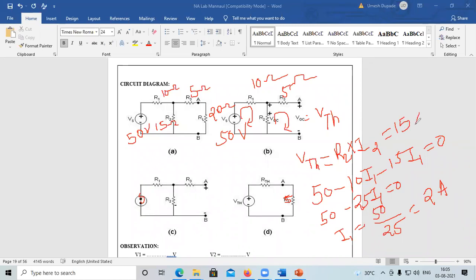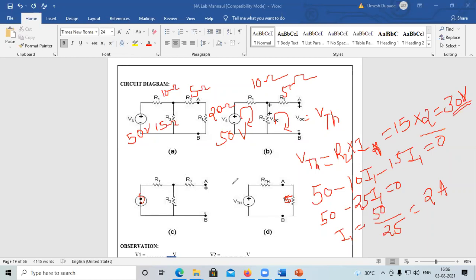15. So the value of R2 is nothing but 15, and the current we have calculated, that is current I1, is equal to 2 ampere. So VTH is equal to 30 volt. Okay, so after calculating the VTH value, we get VTH nothing but 30 volt. 15 into 2 is nothing but 30 volt. Now, this is the second step, that is calculation of VTH.